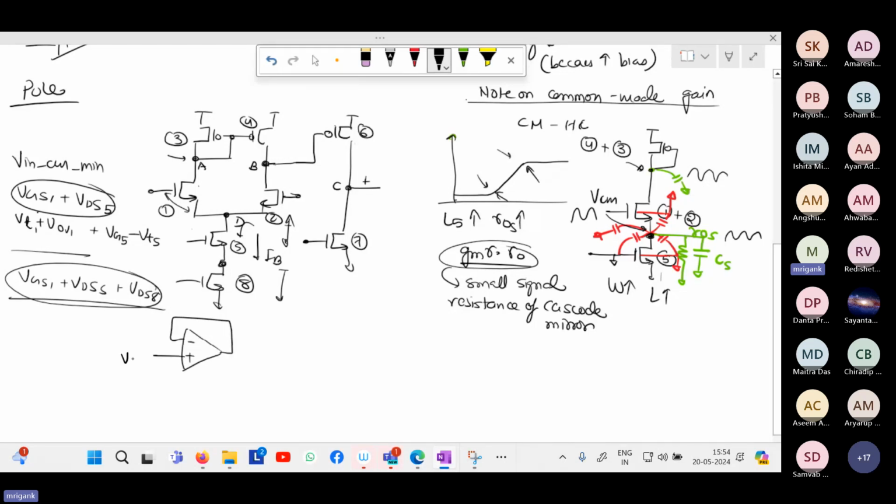What is this? It's a unity gain buffer, sir. So in this case, if I use this amplifier to construct this, for what input values will you get the output following the input? Ideally, this should be the case. But in reality, what will be the scenario?